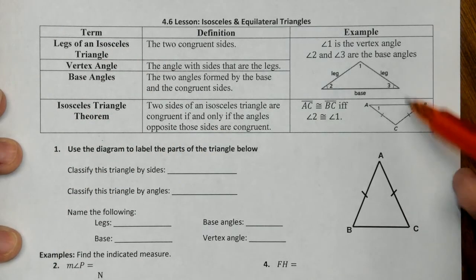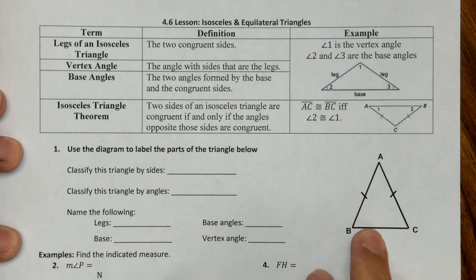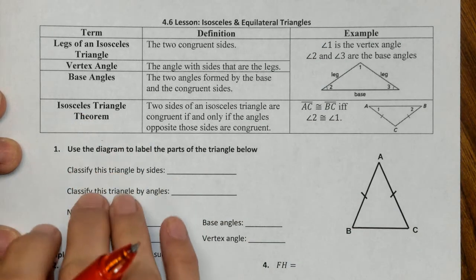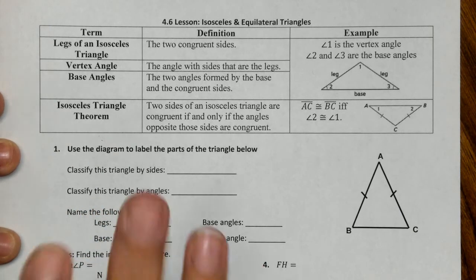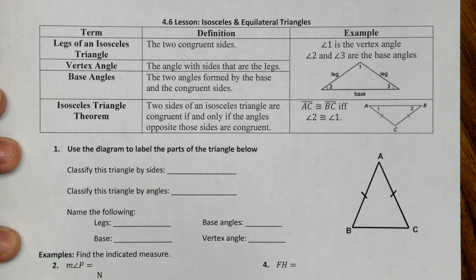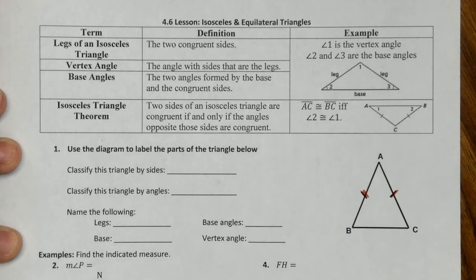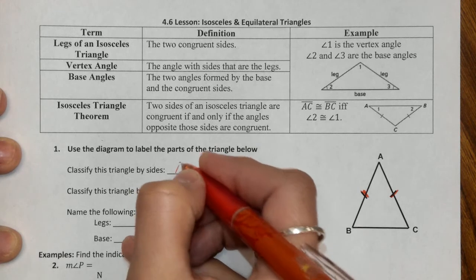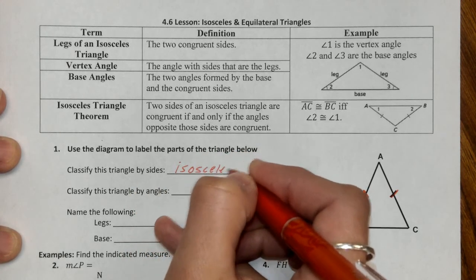Okay, we have a couple diagrams and examples over here for you to read. We're going to use this diagram right here, triangle ABC, and we're going to classify our sides and angles, and base angles, the base, the vertex angle, and everything. First, we want to classify this by its sides. So by its sides, we see right here that we have two congruent sides, and that's the definition of our isosceles triangle. So, classified by sides, we would have isosceles.